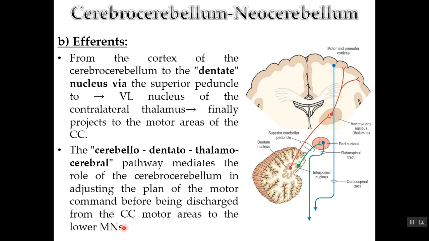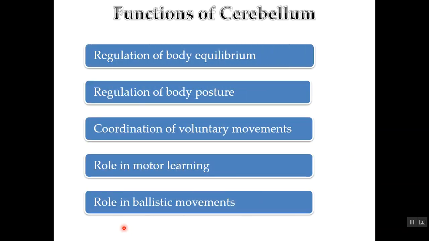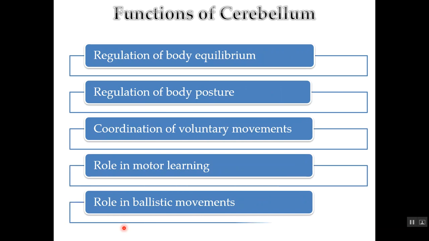These are the afferent and efferent connections for the different functional zones of the cerebellum. To understand this, I will discuss these connections again in detail with the function of each functional division of the cerebellum. So what are the functions of the cerebellum? We can summarize them into 5 main functions.